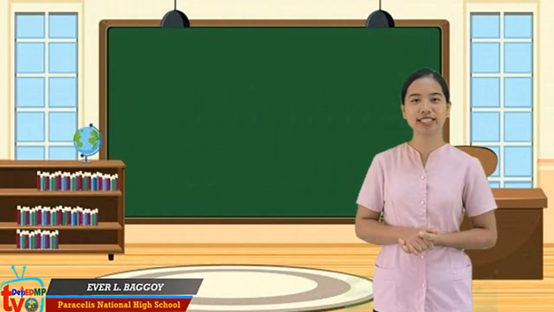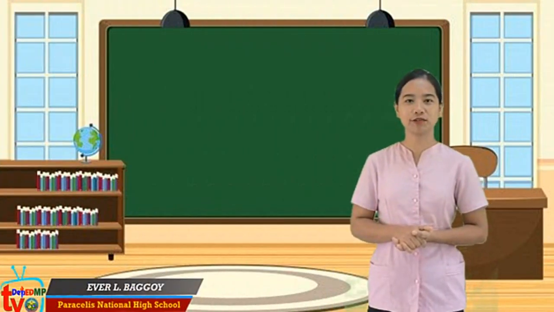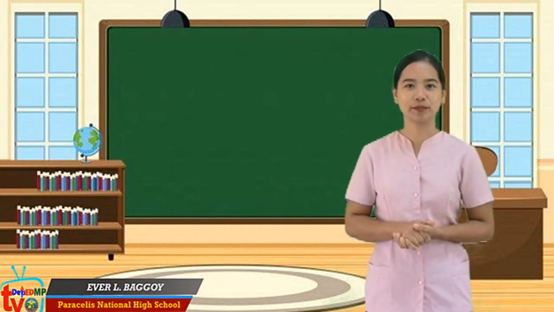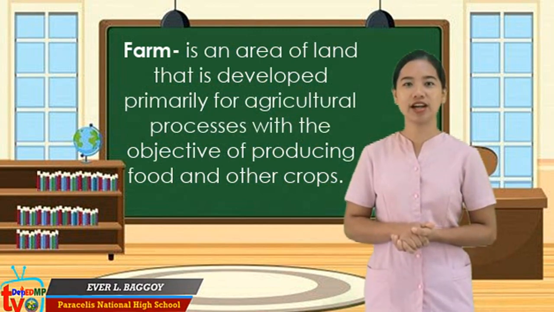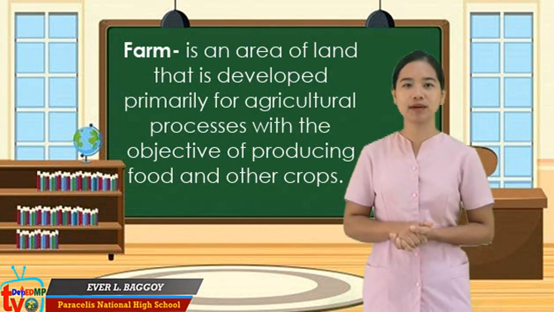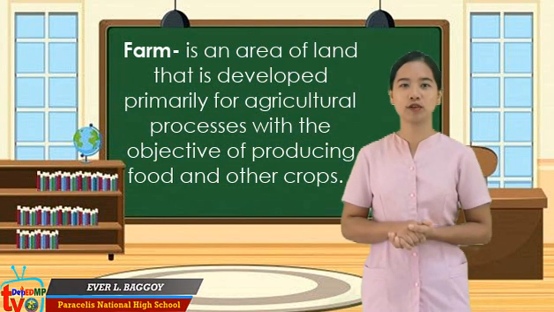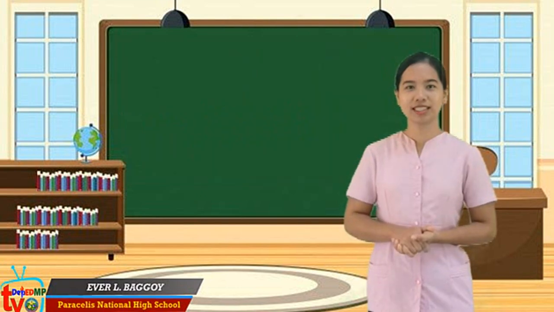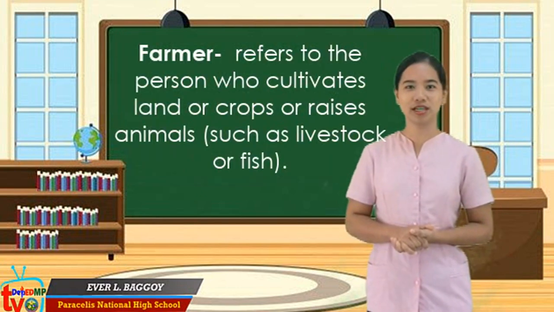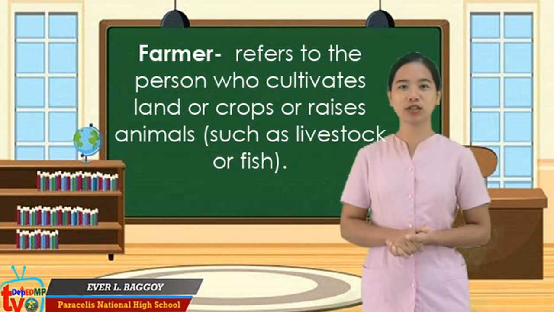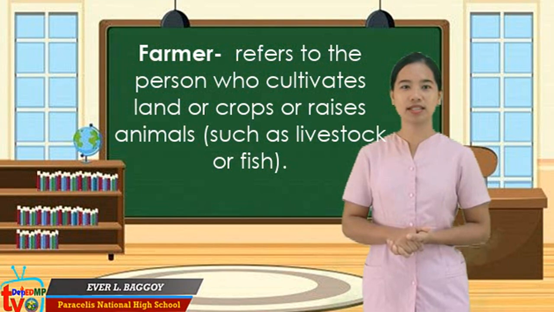But before we proceed, let's define first the following terms. Number 1, farm. Farm is an area of the land that is developed primarily for agricultural processes with the objective of producing food and other crops. Number 2, farmer. Farmer refers to the person who cultivates land or crops or raises animals such as livestock or fish.